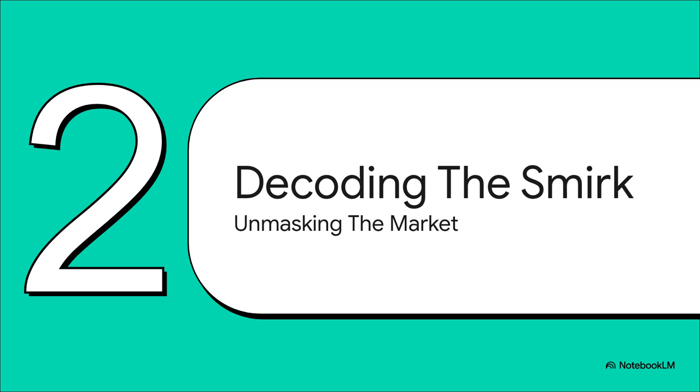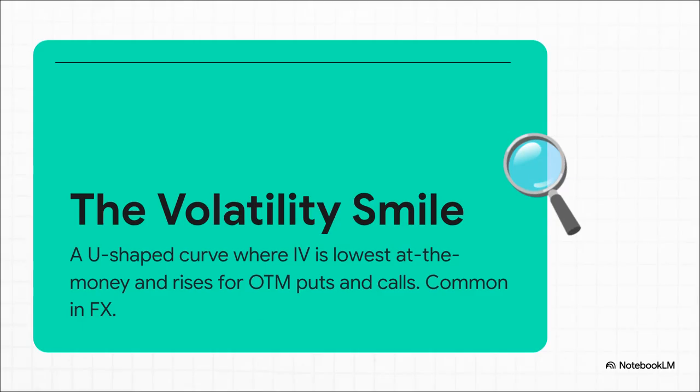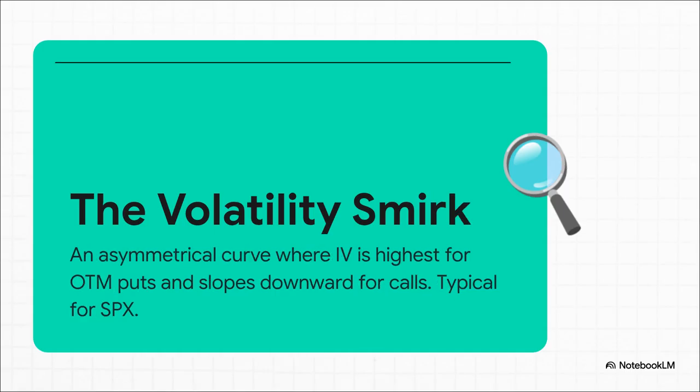And this is where we finally meet the smirk. But first, real quick, let's talk about its cousin, the volatility smile. In some markets, like currencies, you see this nice symmetrical U-shape. IV is lowest right at the current price, and it rises equally on both sides for puts and calls. It suggests the market thinks a big move up is just as likely as a big move down. Very balanced. But in the SPX, oh no, we don't get a friendly smile, we get a smirk.